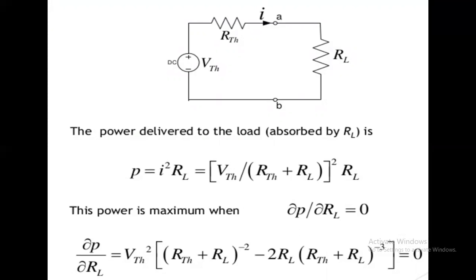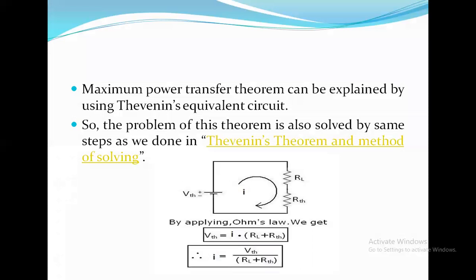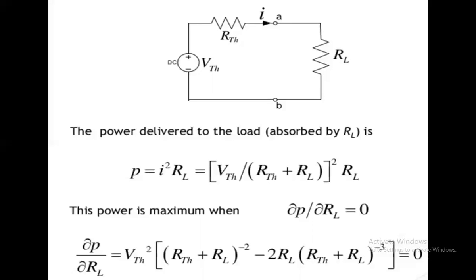Here, the power delivered to the load, or absorbed by RL, the load resistance, is P equals I square RL. The value of I we already found in the previous slide, where I equals VTH by RTH plus RL. So we put it in this equation: P equals VTH by RTH plus RL, whole square, into RL, where RL is the load resistance in this circuit.